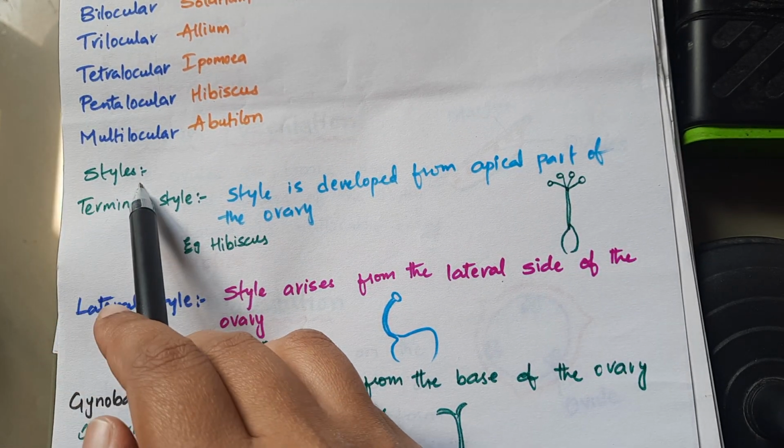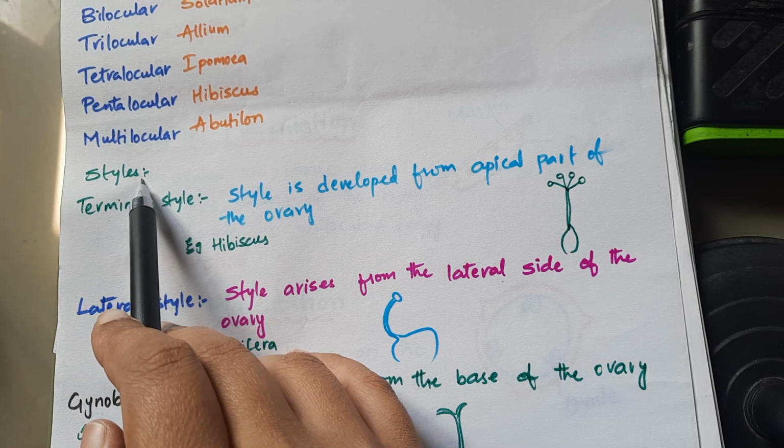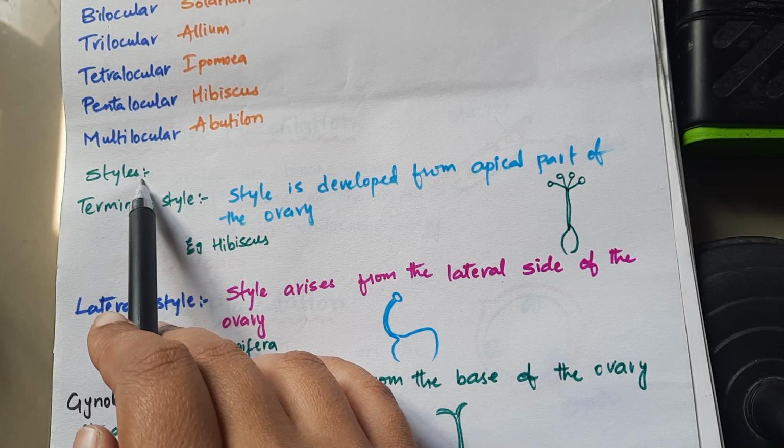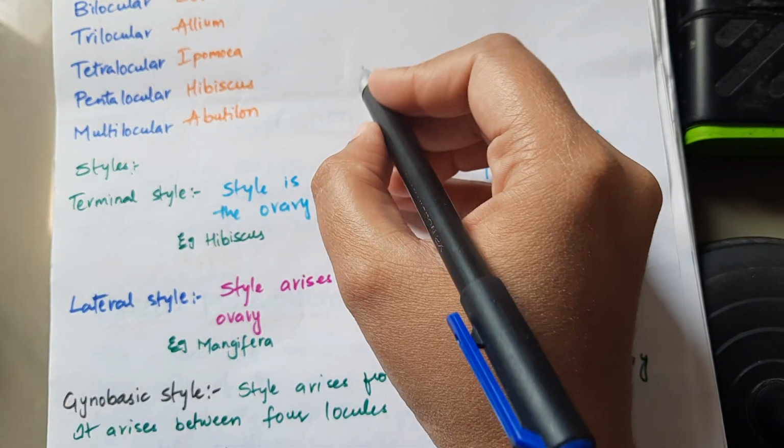Then coming to the style. What is style? It is the connective. It is the middle portion which connects the ovary to the stigma. See here.